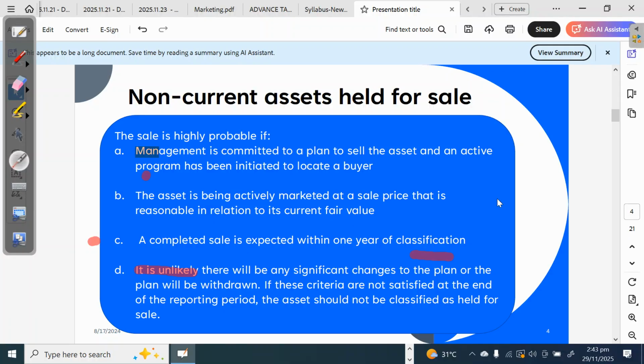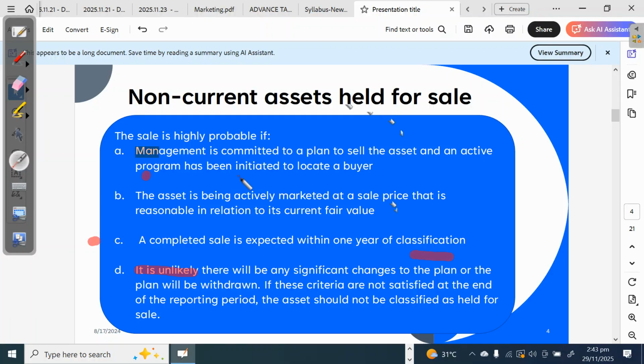So, you mean even if one of the four conditions is absent? If any of them is not met. So likely, if three are available and only one is absent, we still can classify? Yes, yes, according to the standard.